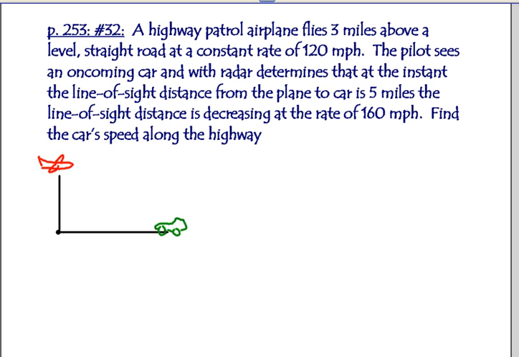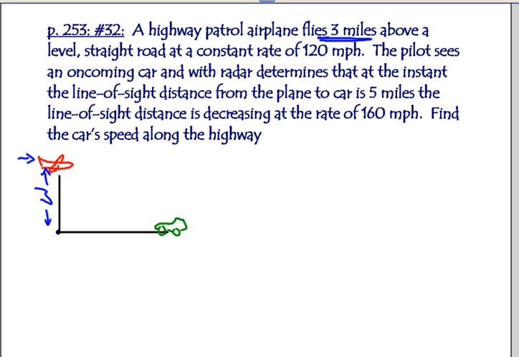Okay, guys, we've got a partial picture here. We've got our airplane, you can see it here in red, and it flies 3 miles above the level straight road. It doesn't talk about the airplane going up or going down, but it's strictly 3 miles above. So immediately in my picture, I can label the height of the plane 3 miles above. That's a constant. That's not going to change in the problem.